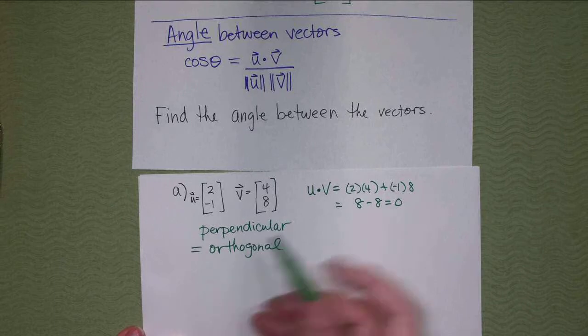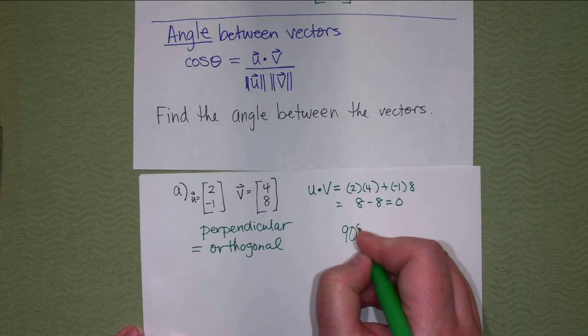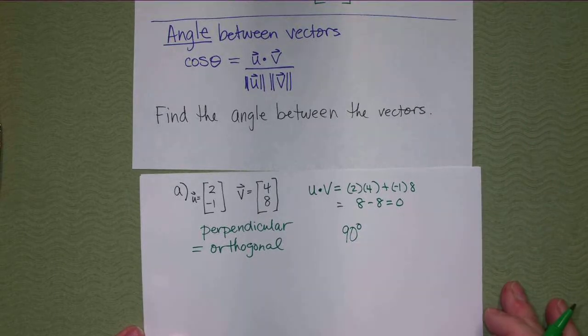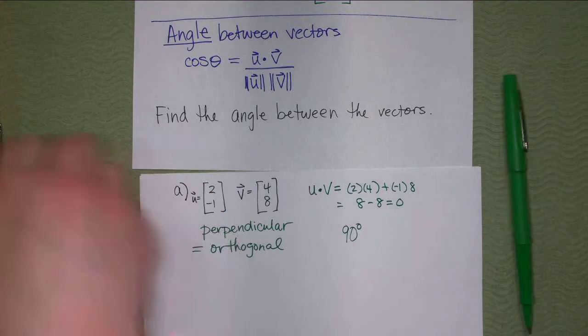So, 90 degrees. We don't need to do the lengths of them because we already know. As soon as you get the dot product to 0, you can stop, you know the angle. We don't need the formula for that. Okay, B.